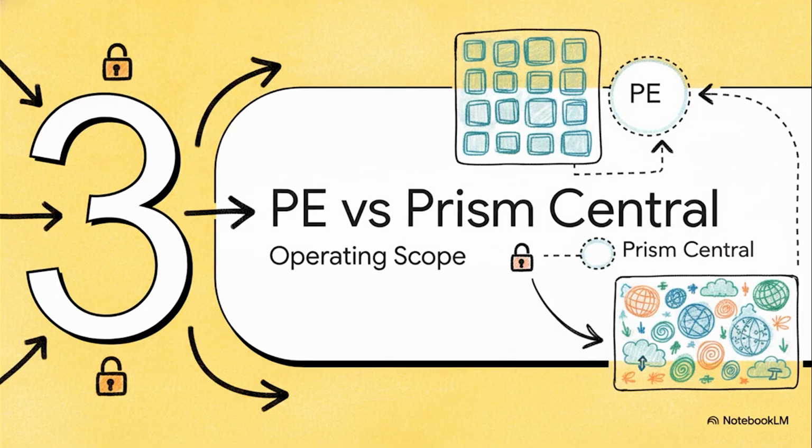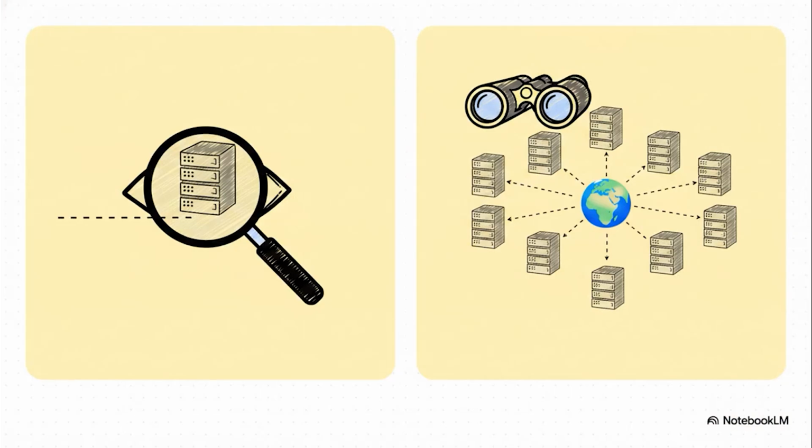Moving on to Section 3, Prism Element versus Prism Central, operating scope and new export features. So, launching LCM from Prism Element versus Prism Central actually changes what you see and what you can do. And exam writers love to test your knowledge on exactly where those administrative boundaries begin and end. So the crucial point is understanding your visibility based on your login.